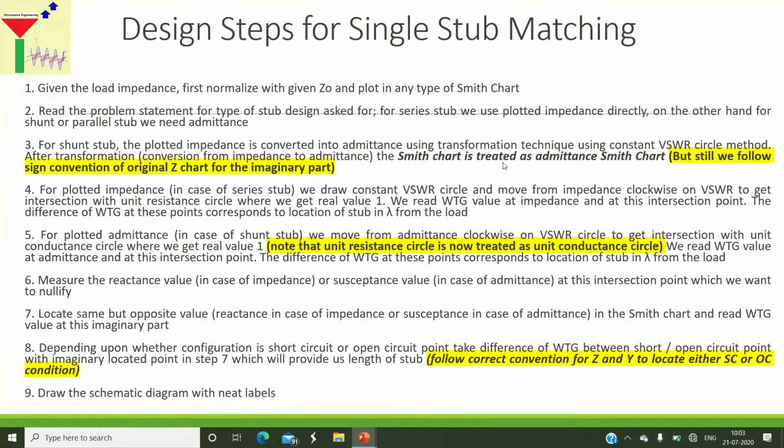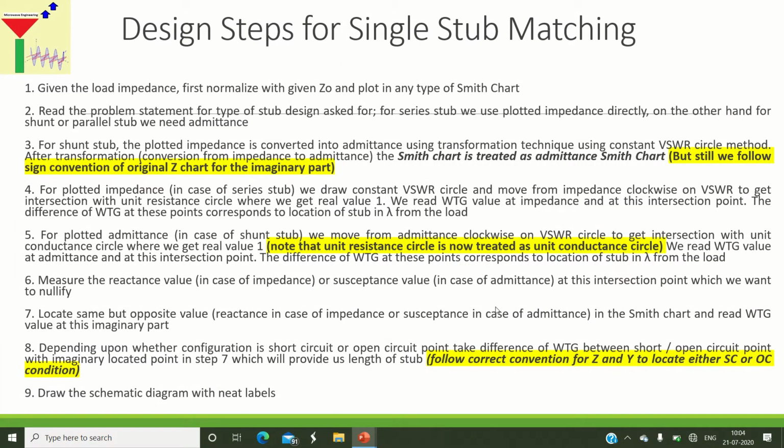Whenever we want to design a parallel stub, we need to first convert the plotted impedance into admittance, and this procedure we used to call impedance transformation. Okay, so once you transform the impedance into corresponding admittance, the Smith chart is treated as an admittance chart. But please remember, we will still follow the sign convention of the original Z chart for the imaginary parts. So please remember, this is a very important thing to remember.